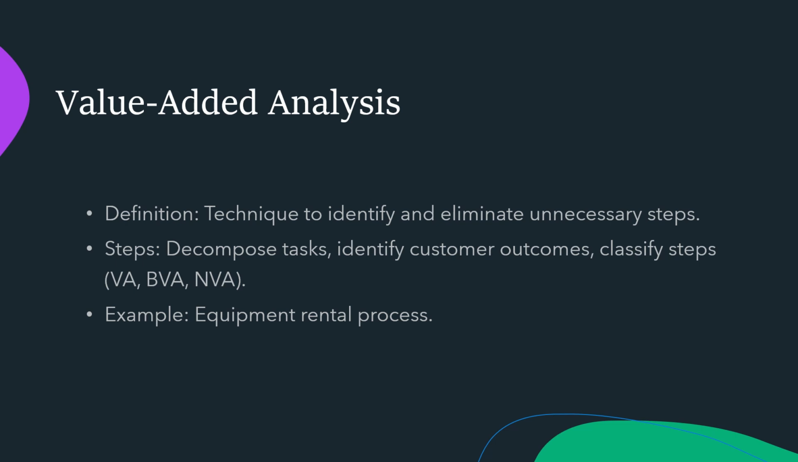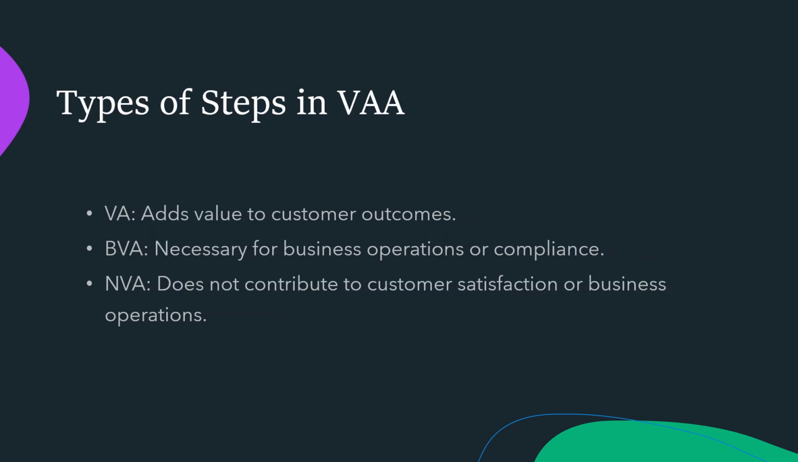The main definition for the value-added analysis is a technique to identify and eliminate unnecessary steps. Further, we will discuss the steps for the value-added analysis: decompose the tasks, identify customer outcomes, and classify steps. Types of steps in VAA are: first, VA, which adds value to the customer outcomes. The second one is the BVA, which is necessary for business operations or compliance. The third one is the NVA, which does not contribute to customer satisfaction or business operations.